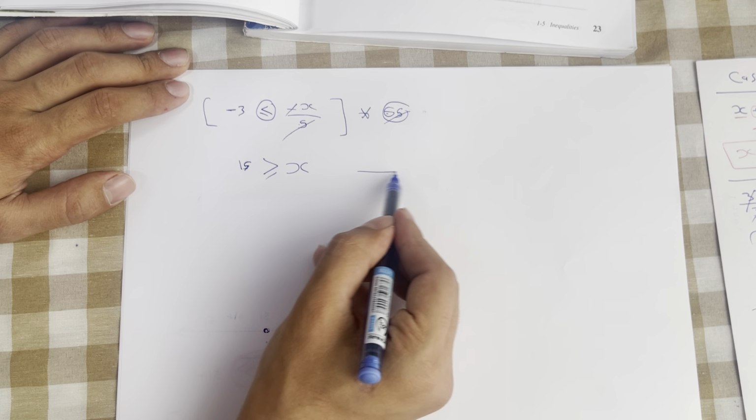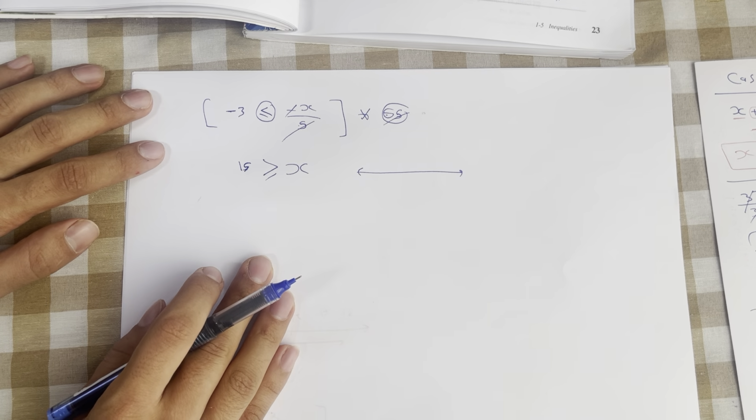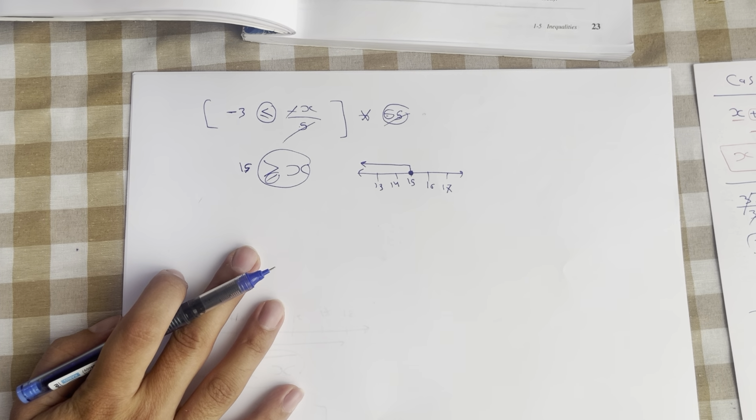Okay, now how to indicate on the line? Look at here, we have 13, 14, 15, 16, 17. Because we have this sign, I have to bold the point, and I have to go left. Why? Because you have this.